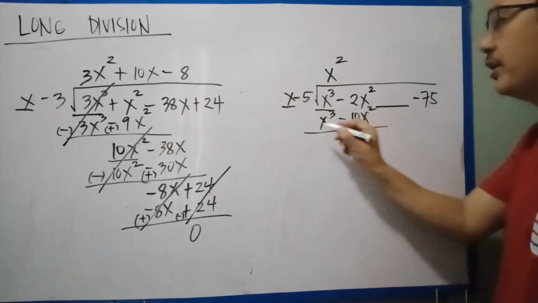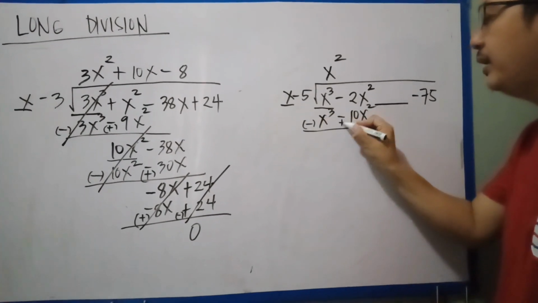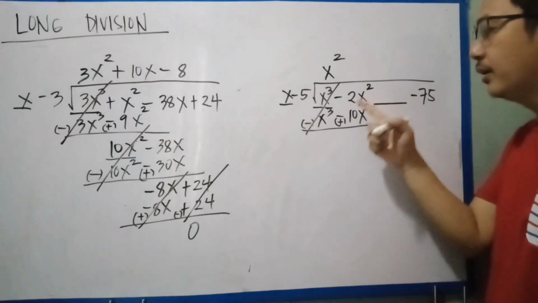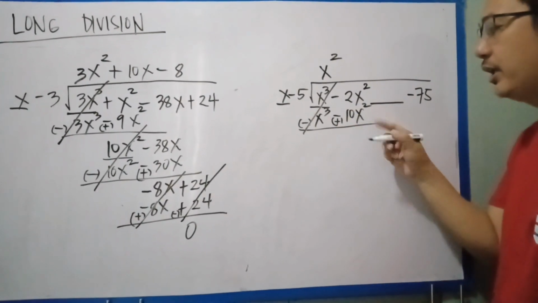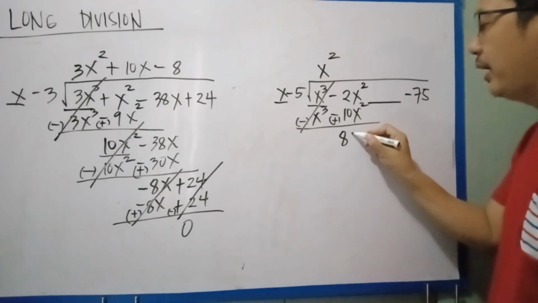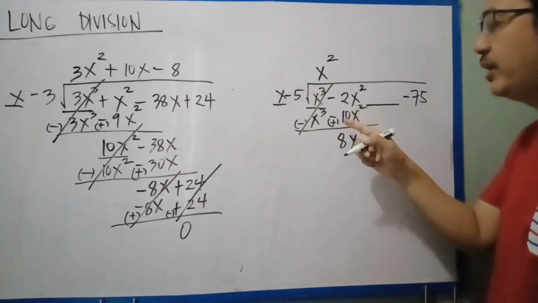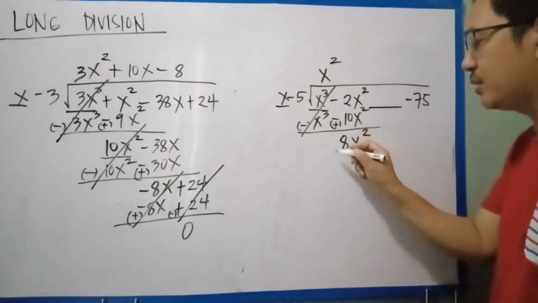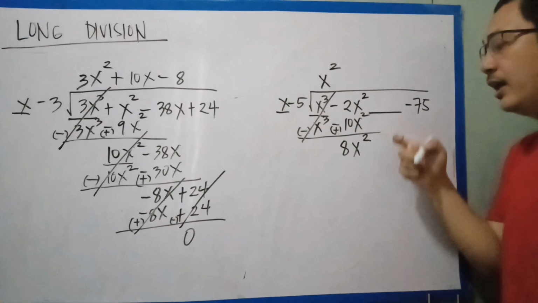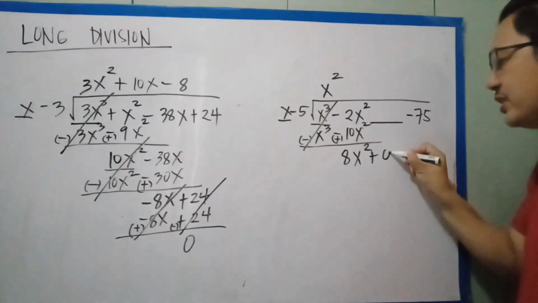Okay, then change the sign of the subtrahend again. So cancel this one. So negative 2x squared plus 10x squared is, unlike sign, negative positive. So 10 minus 2 is 8x squared. Then copy the sign, the bigger number 10, positive. So this is positive 8x squared. Then dahil wala dito, blanko yan. So 0 yan. So plus 0.